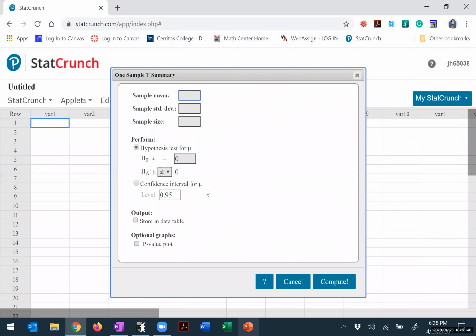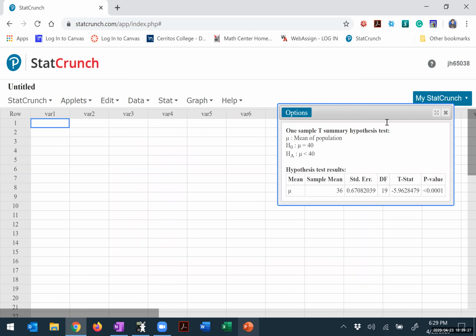It asks, what's our sample mean? Our sample mean was 36. What's our sample standard deviation? It was 3. What's our sample size? It was 20. What's our mu that we're testing against? I'm testing against a mu of 40. And then are we doing less than, not equal to, or greater than? We're going to do that. We don't have to worry about the confidence level, that's for a confidence interval. We've plugged everything in, so we just hit compute.